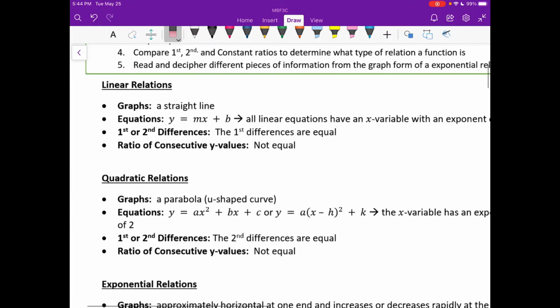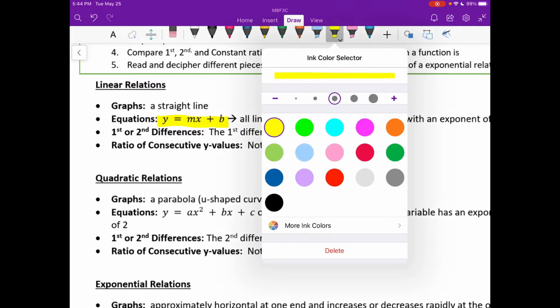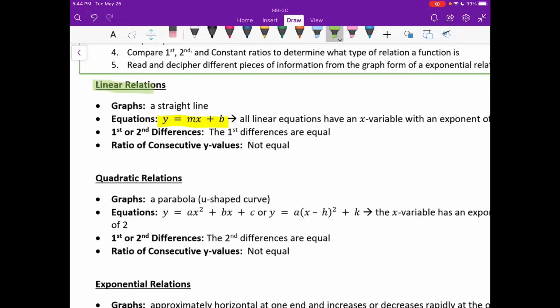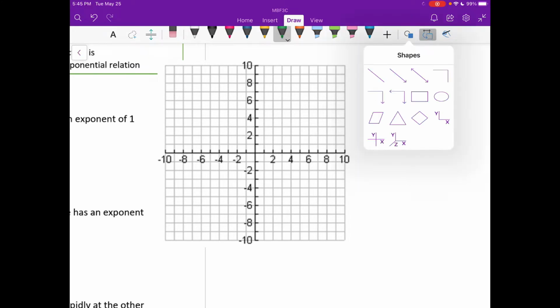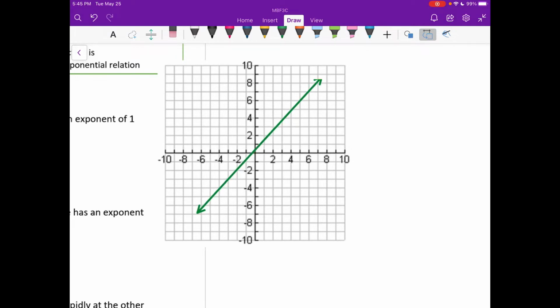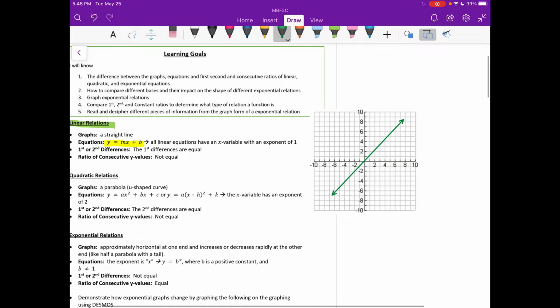So let's start off with a little bit of an introduction to the difference between the three. We know linear relationships have the form y equals mx plus b. This is the stuff you learned in grade 9. Linear equations are just a straight line on the graph, right? So I'm just going to change to a green marker. A linear relationship is going to look something like this, just a straight line through the graph.